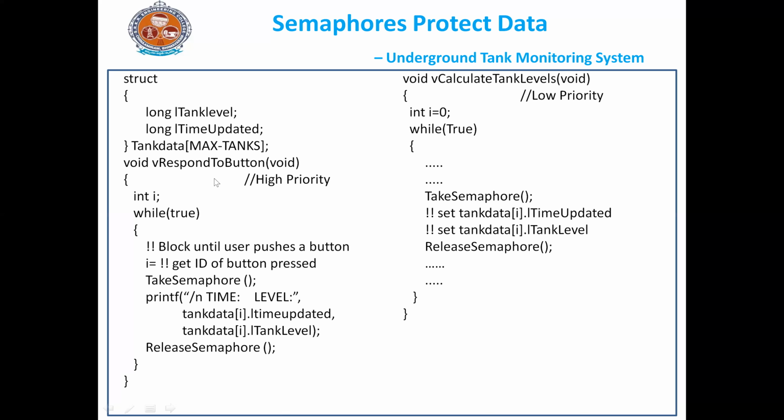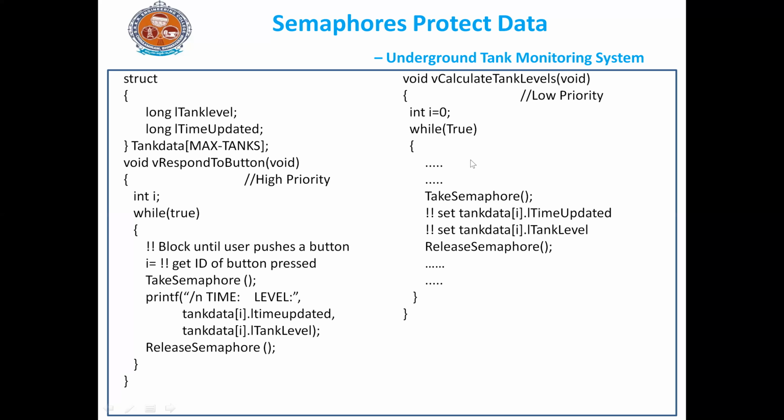Now once the user presses the button, the control comes here, and what happens? It will print the two values. If it prints the two values, the time will be T2, but the tank level will be L1, which is wrong. This problem has arisen because here you are using the tank data variable that is shared by both the tasks. This tank data variable is shared by these two tasks. That's why we got the problem of shared data.